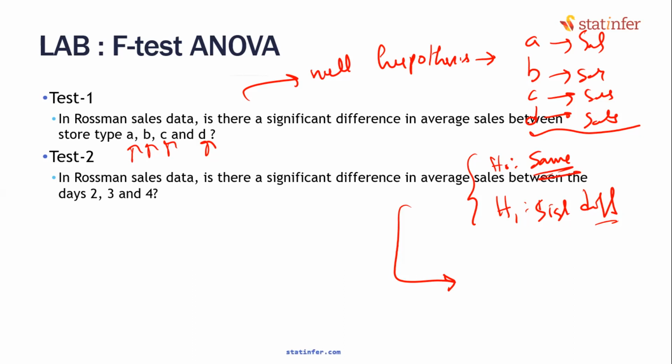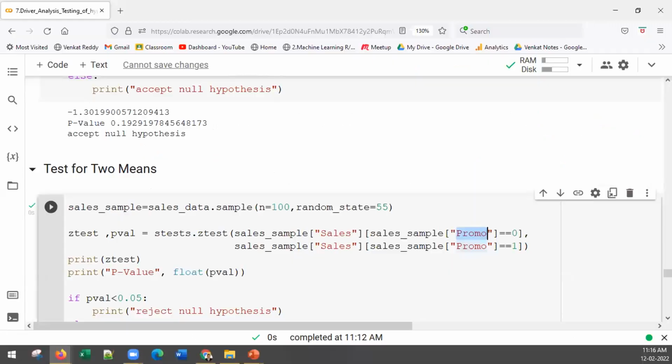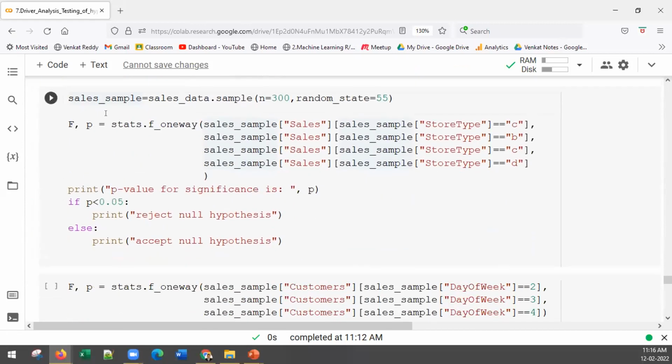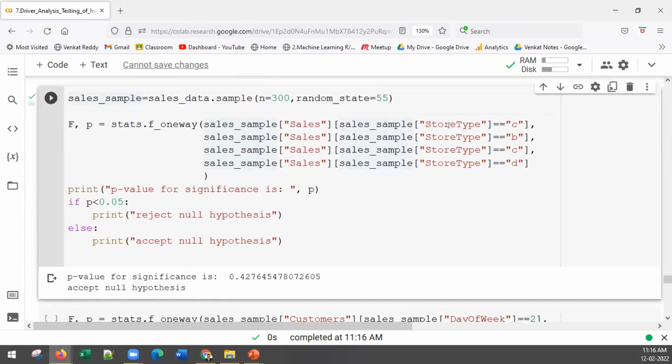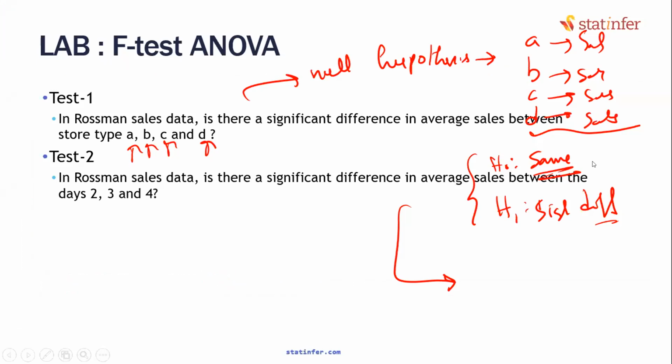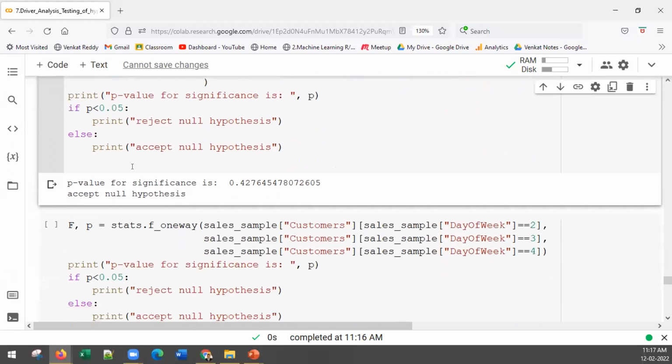So let me go to that code. Whether a significant difference is there, we have to tell based on the p-value. So go to testing multiple means, A, B, C, D. The p-value is 0.42. If the p-value is high, what do you do? You accept the null. What are we accepting? Accepting null means the sales are the same, all are the same, no significant difference. That's what we are accepting: the sales is the same.